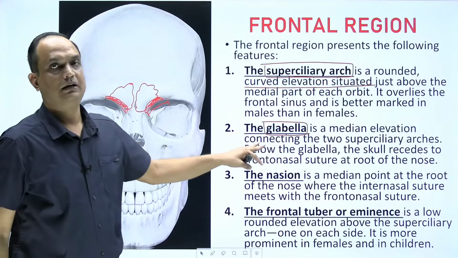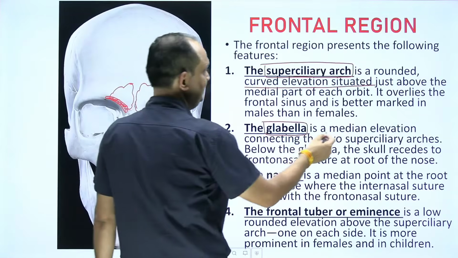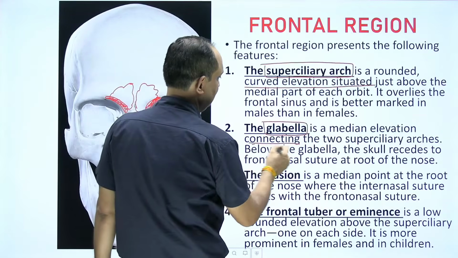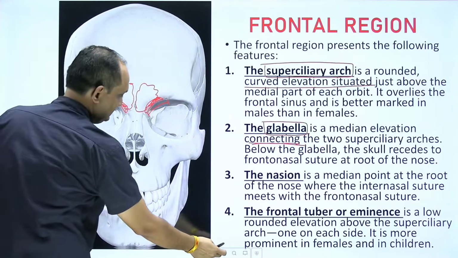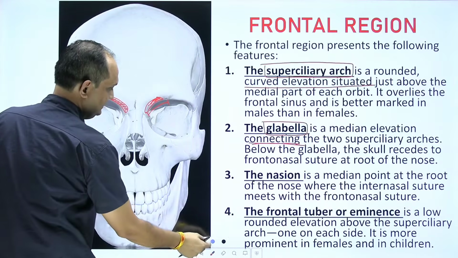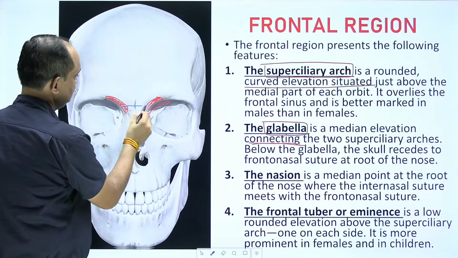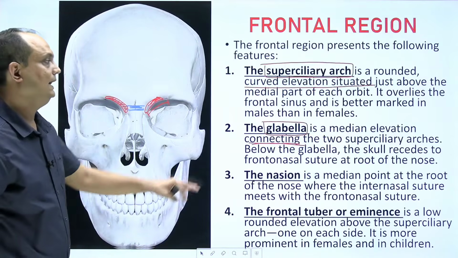Now what is glabella? Now this is something you have the question in exam. So glabella is a median elevation connecting the two superciliary arches. So when you will see the superciliary arches, you will find that these arches are connected by this middle portion, and this portion is known as glabella.